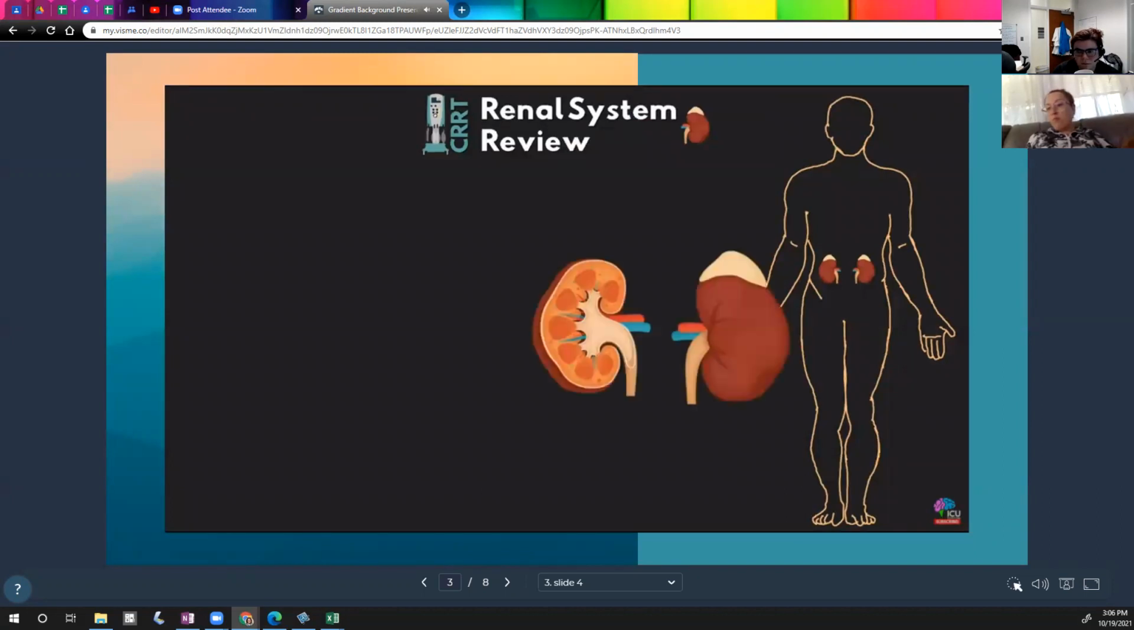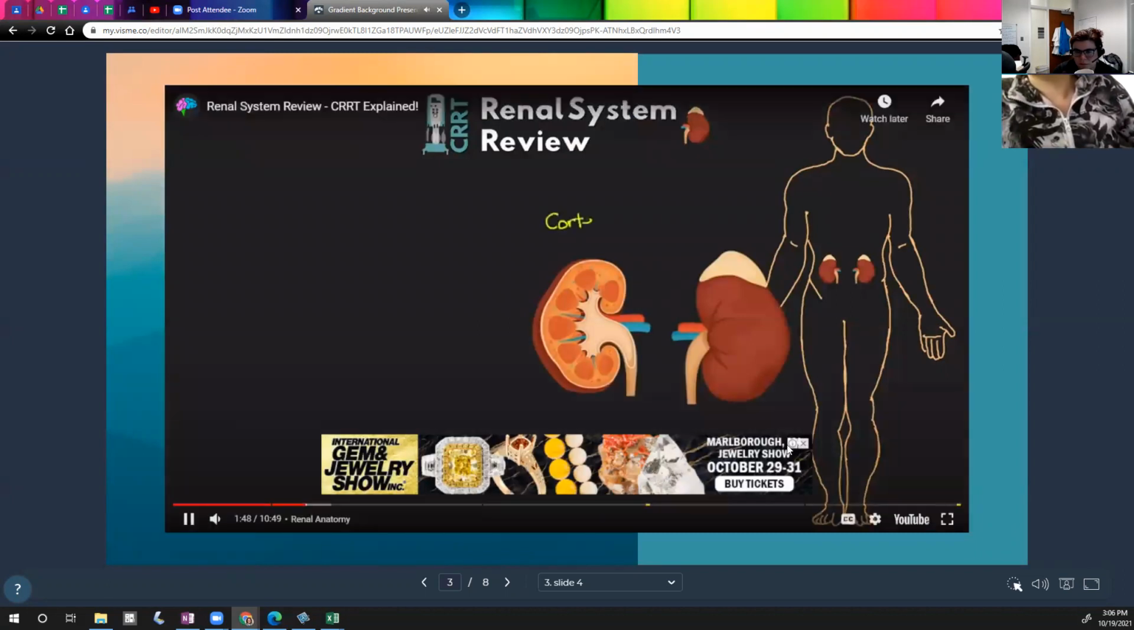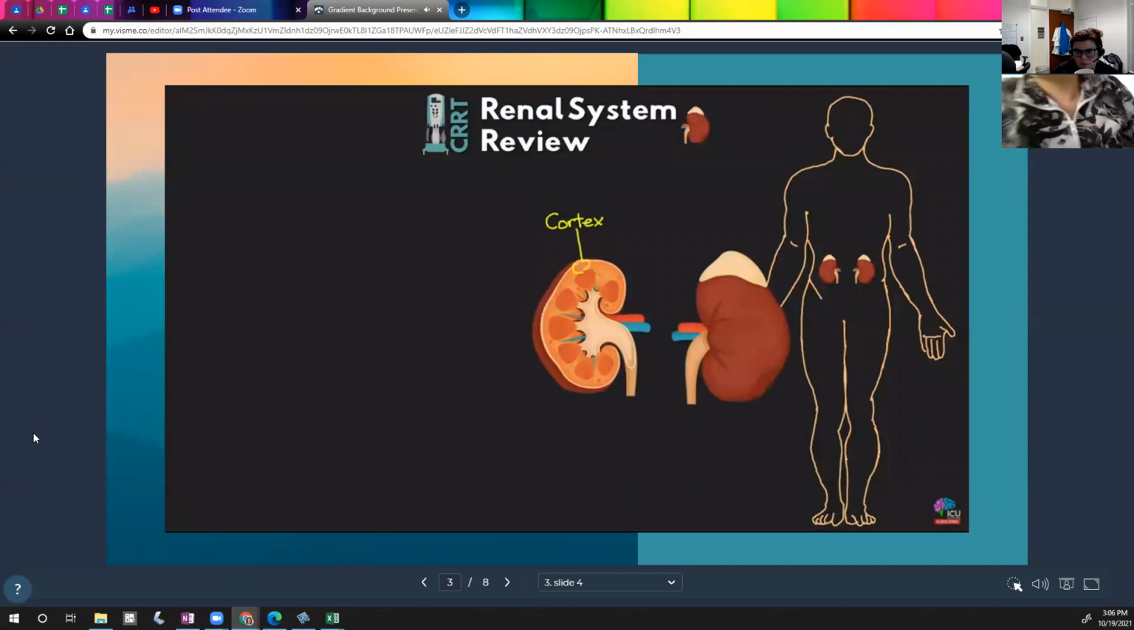Now, we can divide the kidney up into three layers. We have the cortex, which is this outer layer here. Next, we have the medulla, which is going to be this inner sort of open section here. And then finally, we have the renal pelvis, which is going to be this area here. And this is where the urine is collected and sent to the urethra.